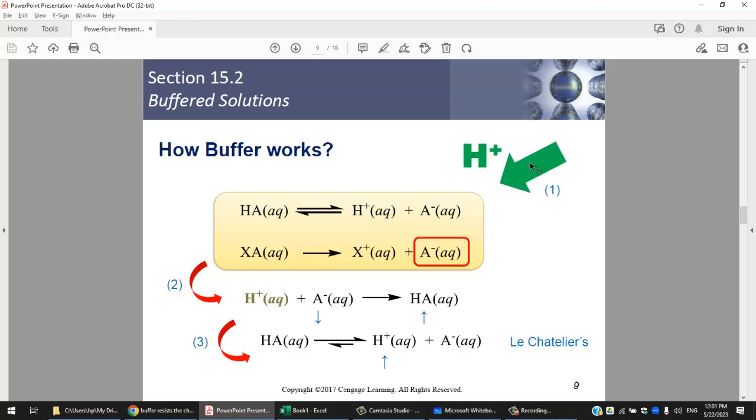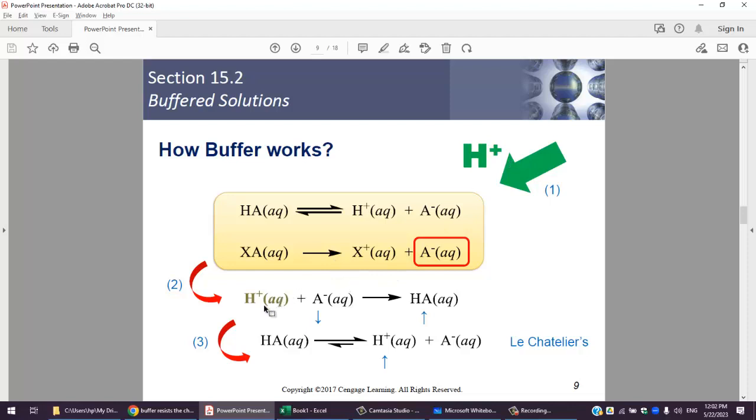Now let's imagine that we have a rocket of H plus coming to this buffer system, like we are adding a small amount of H plus from a strong acid like HCl here. That's step number 1. So this is your defense system. You're asking yourself, who's going to defend this? Who's going to treat this? This H plus is an acid, so we need a base. The only base that is found in the system is the A minus, and basically the A minus is coming from the salt.